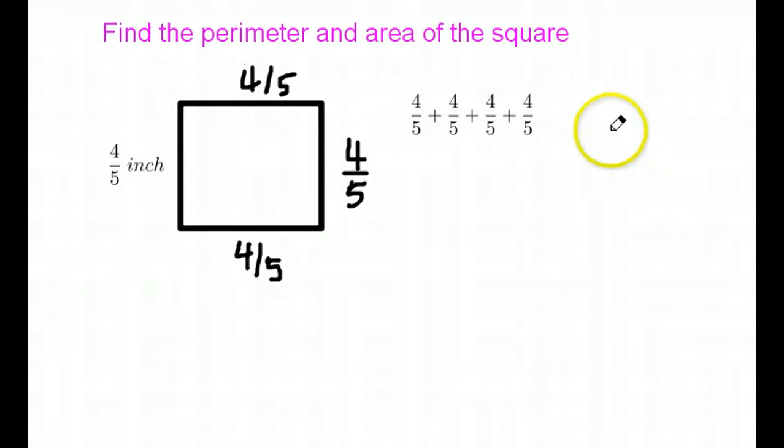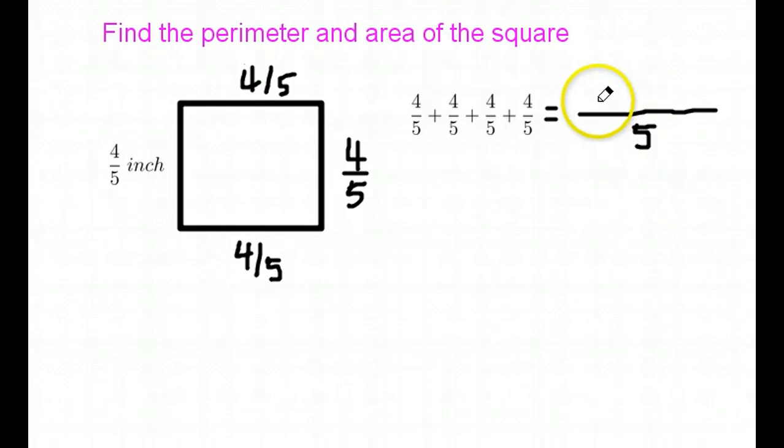The good thing about this exercise is that it is the sum of like fractions. That means all denominators are the same. So if all denominators are the same, all we have to do is take the denominator and then add up all the numerators. So 4 plus 4 plus 4 plus 4, that gives us 16. 16 over 5 is the perimeter.